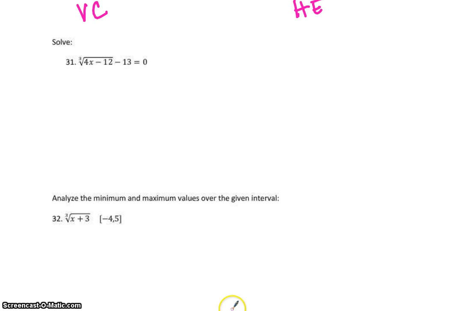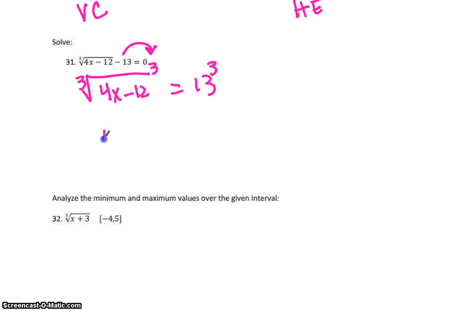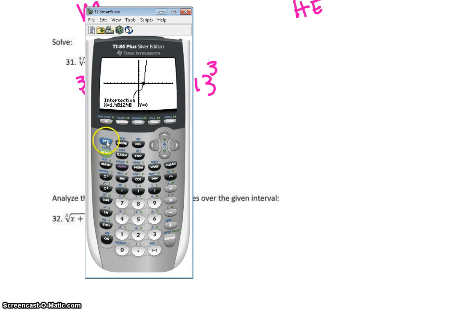Number 30 wants you to solve it. You're going to start by moving your 13 to the other side. So we have the cubed root of 4x minus 12 is equal to 13. We're going to cube both sides, and so it becomes 4x minus 12 is equal to 13 to the third. So if we come over here to the calculator and we go to the home screen, we say 13 caret 3, we get 2197.